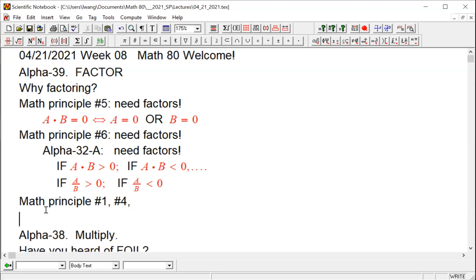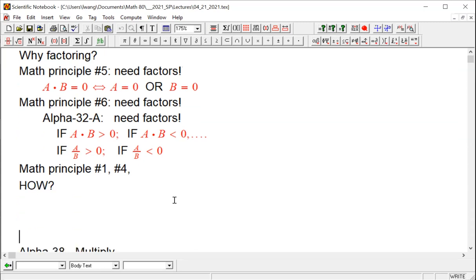The next question is how. Right, how? So we have the why, and now how to factor. How to factor is a big topic. It's a very big topic.